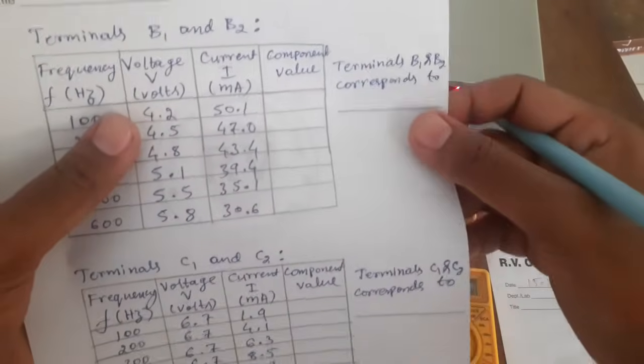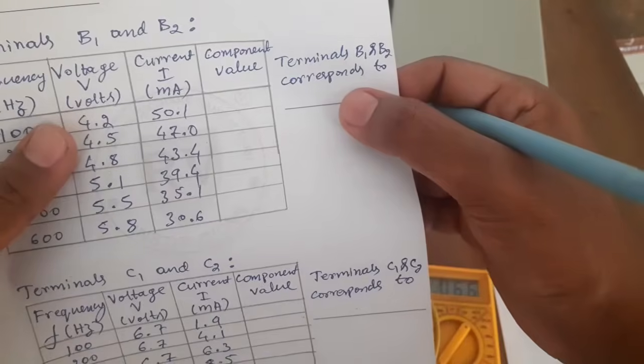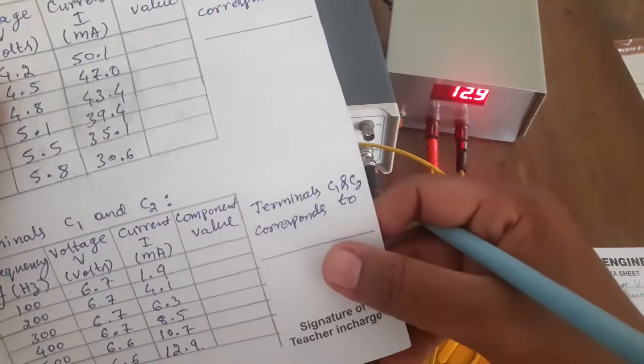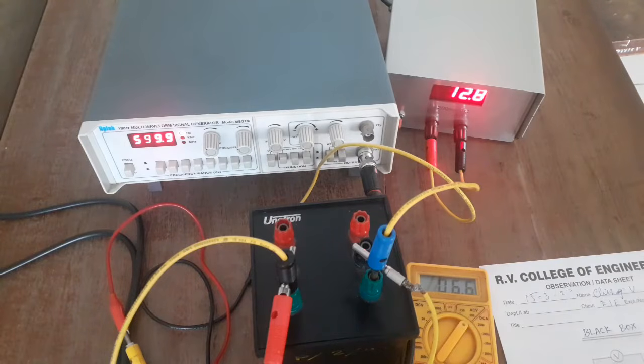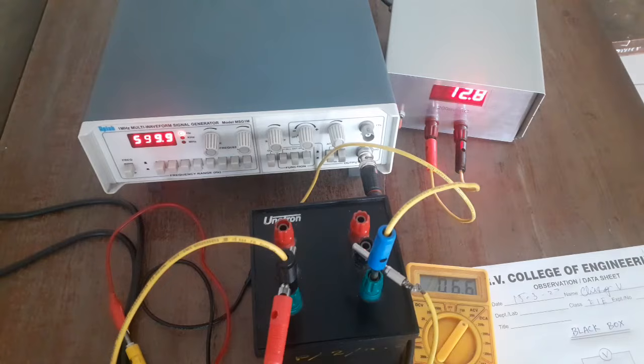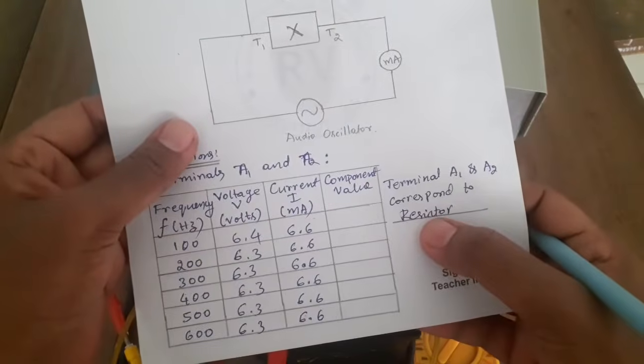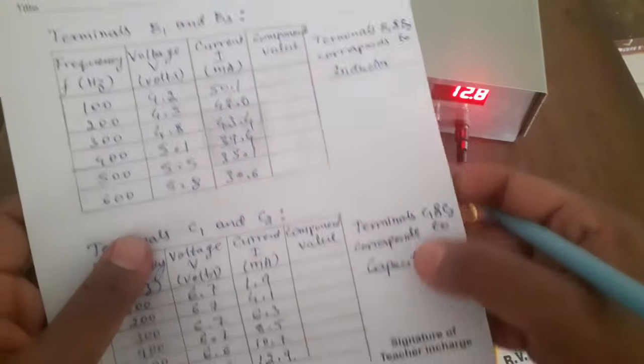Once you have found all these things, you should write the conclusions here. Which are the corresponding components on this side? I will write the first one is a resistor, and second one is inductor, and third one is capacitor. Just make a note here: a resistor, an inductor and a capacitor.